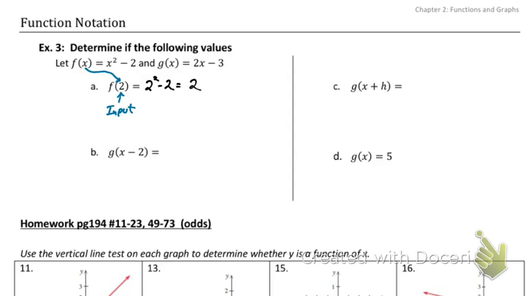Same thing on the next one. Even though there's more inside of it, everything that's in this g of whatever, that is my input. So I'm going to replace every x value that I see for g of x with x minus 2, which is going to look something like this. 2 times x minus 2. I leave it in parentheses because it's the whole quantity. Minus 3. Well, that's going to be 2x minus 4 minus 3, which is going to be 2x minus 7.